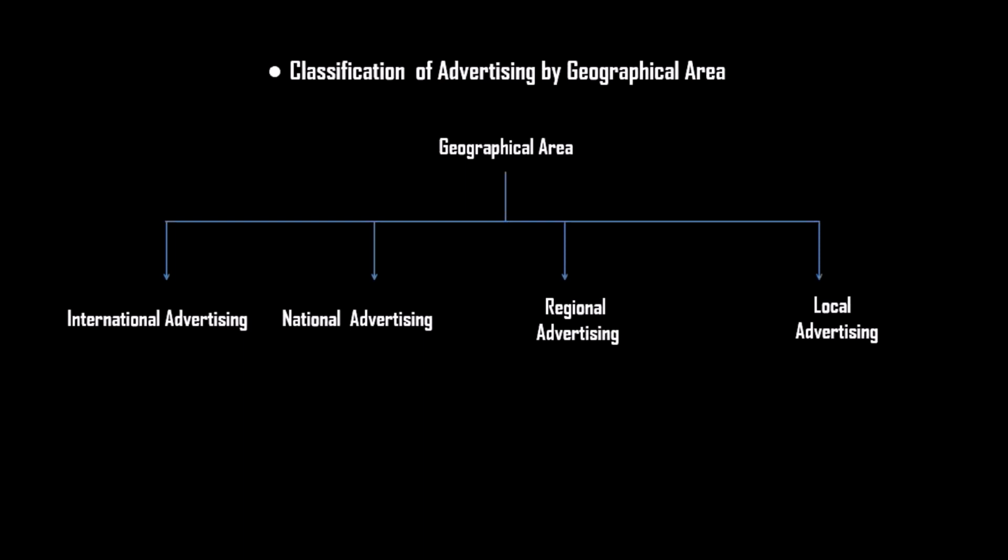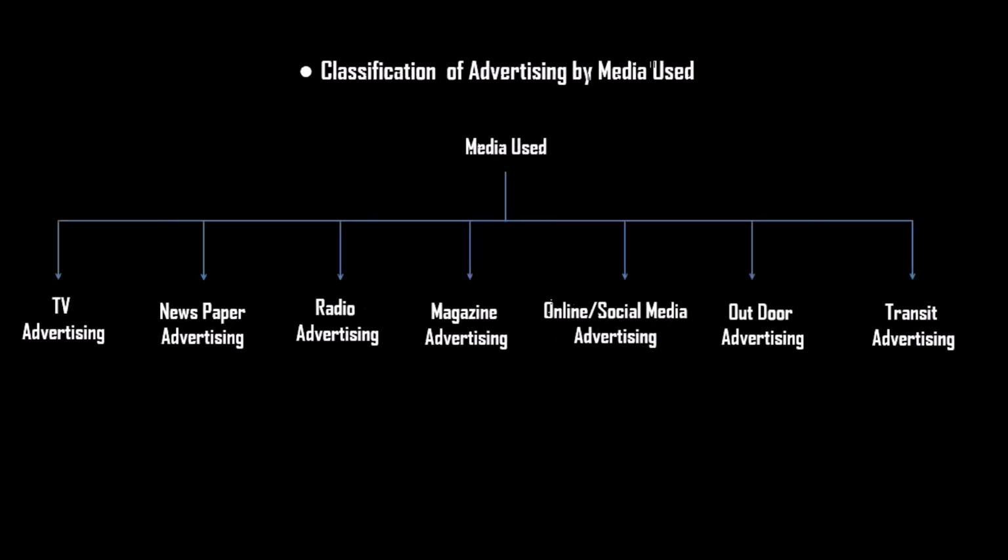Local or retail advertising is confined to a particular state. It is usually used by local retailers to communicate or advertise their product or service to the local consumers or customers. Classification of advertising by media used. Based on media used, advertising can be classified into television advertising, newspaper advertising, radio advertising, magazine advertising, outdoor advertising which includes billboards and posters, and transit advertising that includes advertising appearing inside or outside buses, as well as social media and online advertising.